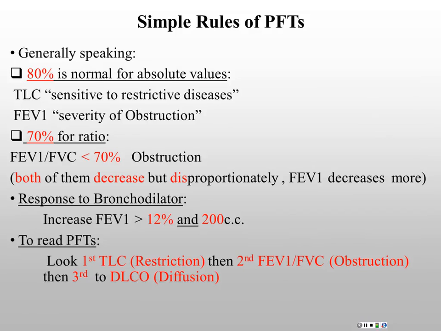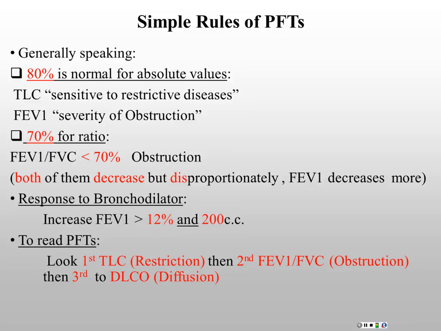So FEV1 over FVC should be more than 70%. If it's less than 70%, this can indicate obstruction by GOLD criteria. Response to bronchodilator: always remember that you should have an increase in FEV1 by 12% and 200 cc. So this is not "or". You should qualify for both 200 cc and 12%.